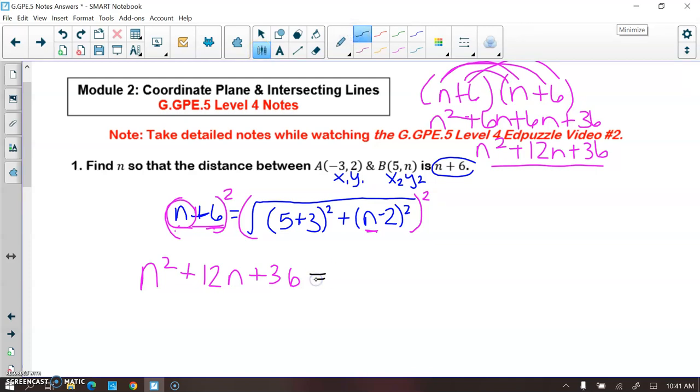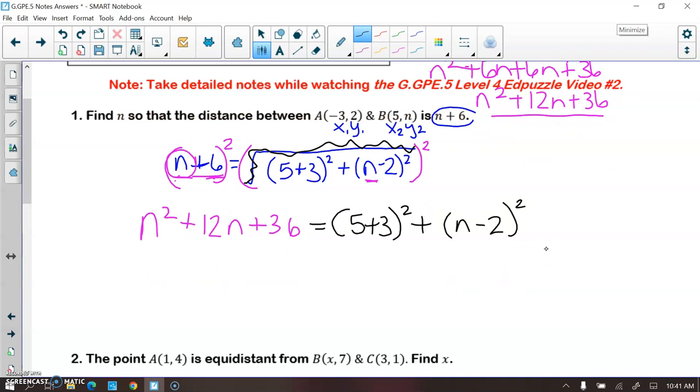And then we've done squaring a square root before. The only thing that happens when you square a square root is the square root just disappears, and everything that was underneath the square root just remains the same. Okay. So on this side, I'm just going to leave it as an n squared plus a 12n plus a 36. Now, the 5 plus 3 squared, I don't need to FOIL because I can actually simplify a 5 plus 3. A 5 plus 3 is an 8. Squared is a 64.